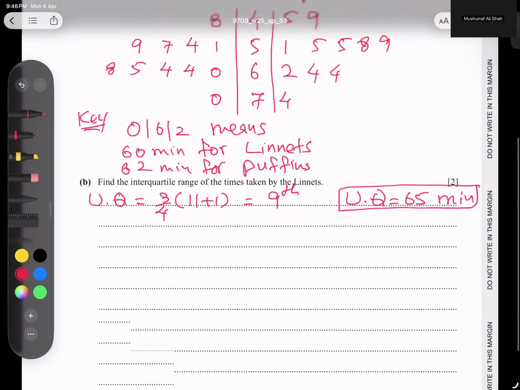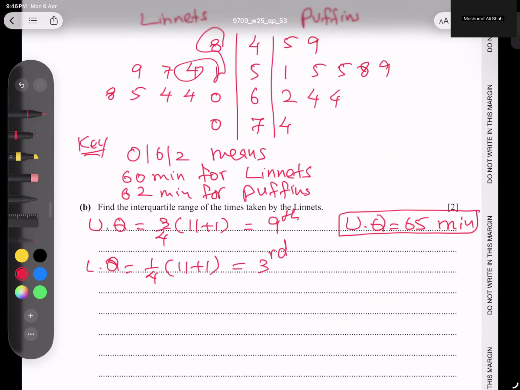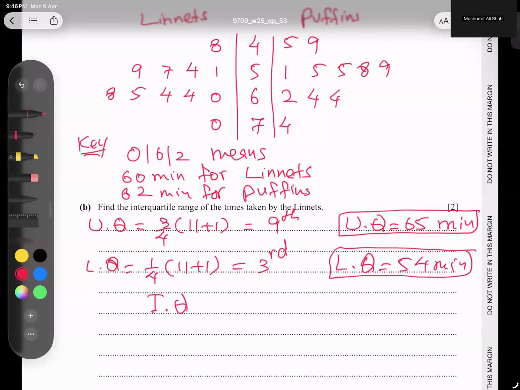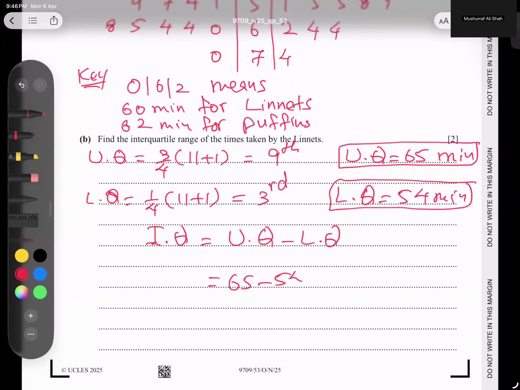Let's talk about lower quartile. 1/4 of n plus 1, 11 plus 1. We got a third term. And third term is 1, 2, 3. So 54 minutes. And we are looking for interquartile. So IQ is very simple. Upper quartile minus lower quartile. Subtract them, 65 minus 54. And answer turns out to be 11. This is done. Alhamdulillah Rabbil Alameen.